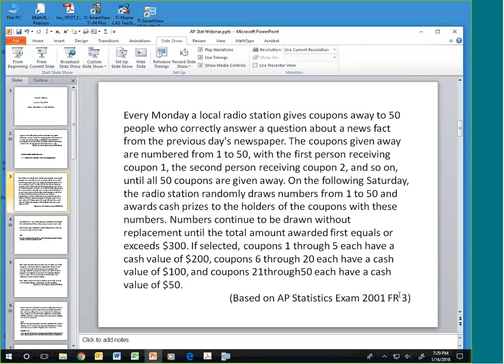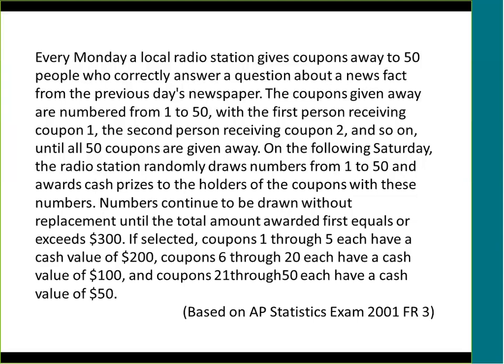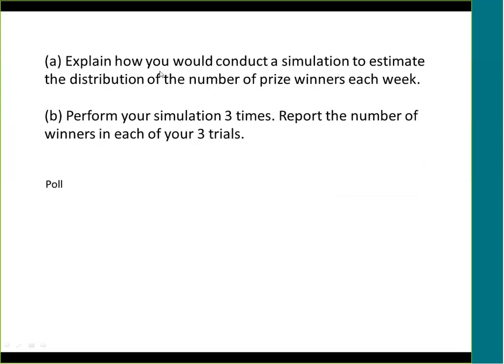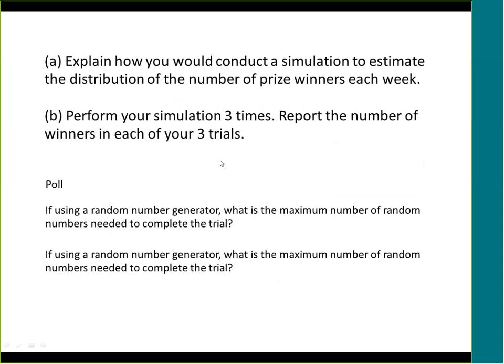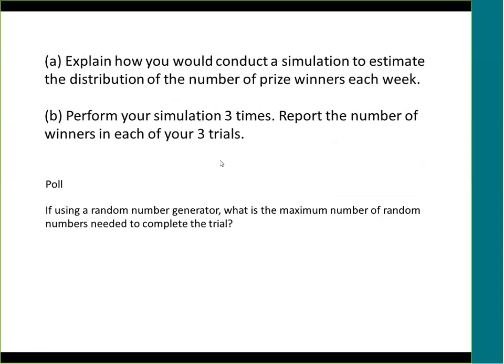This is a 2001 free response question. The questions on the AP exam were, explain how you would conduct a simulation to estimate the distribution of the number of prize winners each week, and perform your simulation 3 times, reporting the number of winners in each of your 3 trials. So before we start, Michael's going to run a quick poll, and the question for the poll is, if using a random number generator, what is the maximum number of random numbers needed to complete the trial?